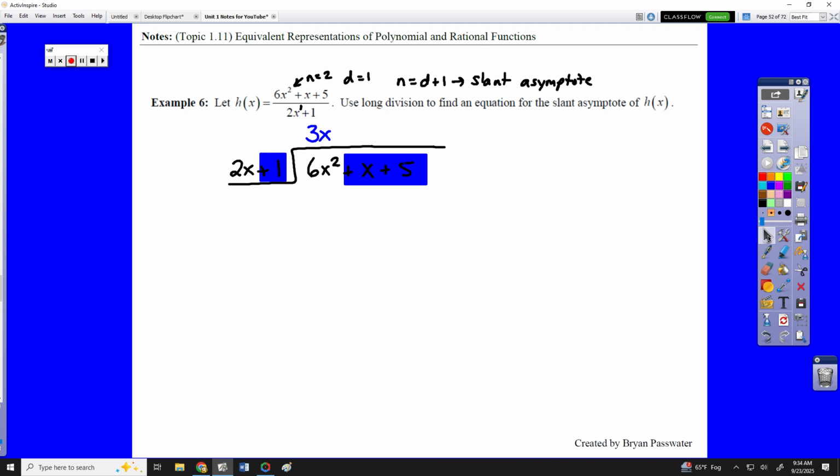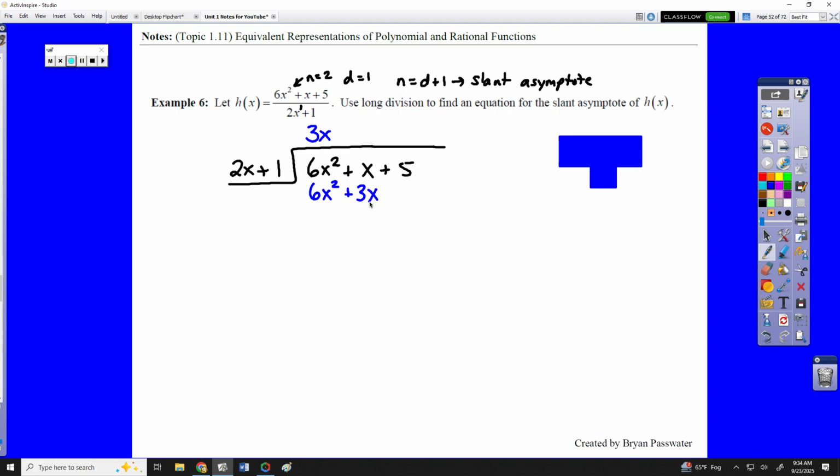Now, once I have those, I'm going to move my covers out of the way, and I'm going to carry out multiplication. So 2x times 3x is 6x squared. 3x times 1 is 3x. So I multiply 2x plus 1 by 3x and write it underneath the first two terms. Now, notice these match. Your first term should match every time, because what we're going to do next is subtract these two binomials. What I mean by that is draw the line, change both signs, and then add down.